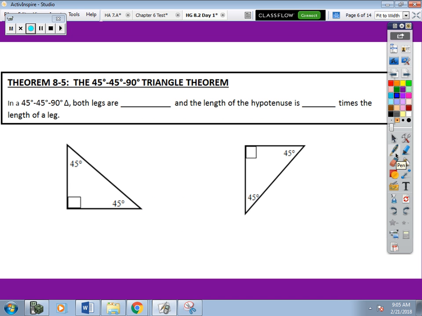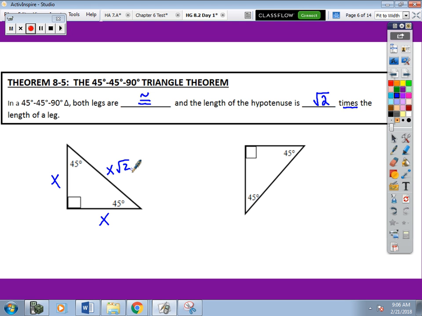So in a 45, 45, 90, both legs will be congruent. And the length of the hypotenuse will be the square root of 2 times the length of a leg. You can use any variable you want. So if you prefer, you can label the legs x, and the hypotenuse x root 2, like we did in the formula triangle.